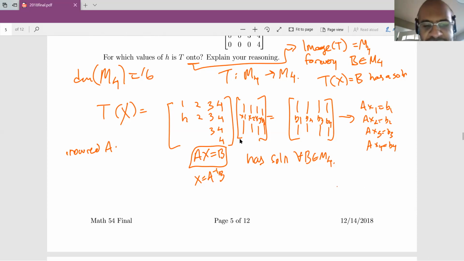And you want that to have a solution for all B, right? But when does that have a solution for all B? It can only have a solution for every B if it is invertible because it's square. Yeah, exactly. So this has a solution for all B if and only if, for example, the first equation has a solution for all B, right? For all the equations to have a solution for all B, the first one better have a solution for all B1, right? So that's if and only if A is invertible.